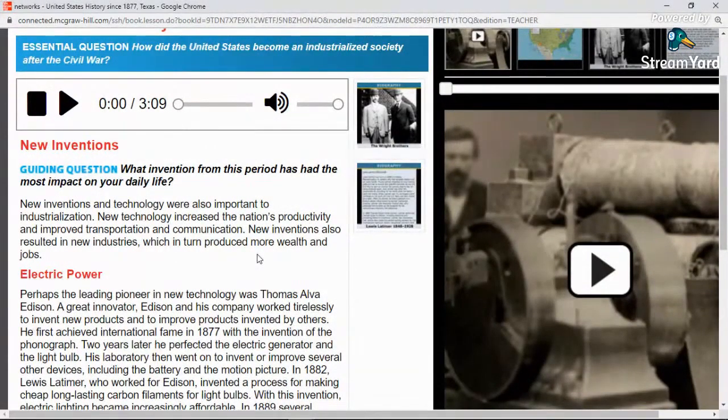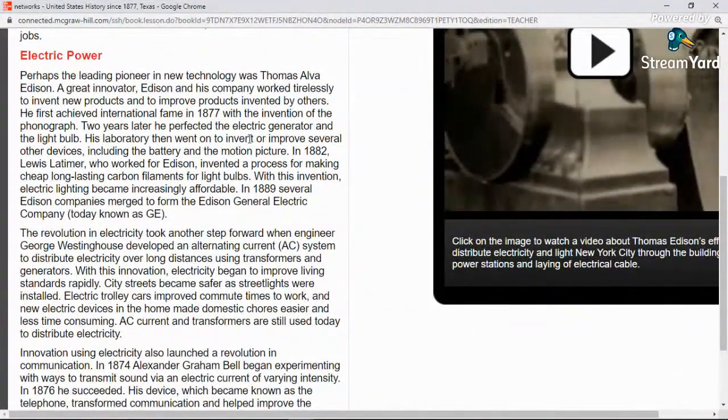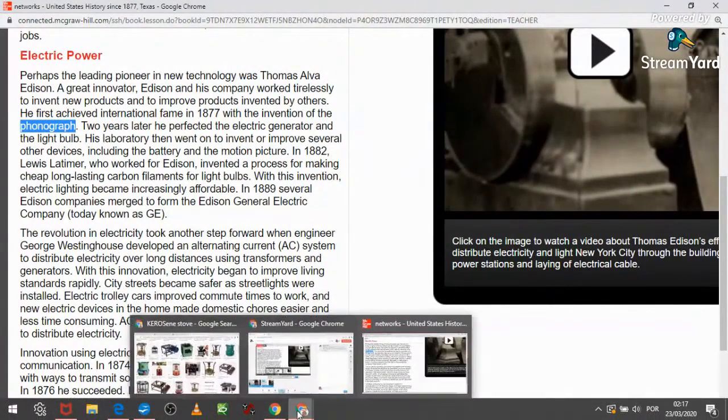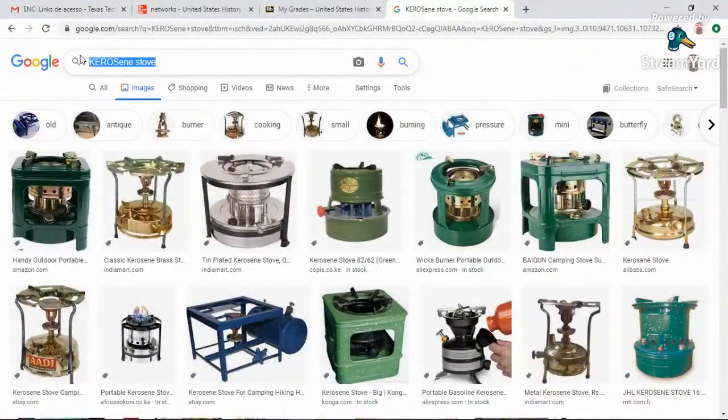Well, first, of course, is electricity, and you've probably studied about Thomas Edison in your Brazilian curriculum. He actually had a lot of inventions. First was the phonograph. Okay, the phonograph. If you don't know what that is, I'll show you. Maybe some of your parents or grandparents had phonographs. This is a phonograph.